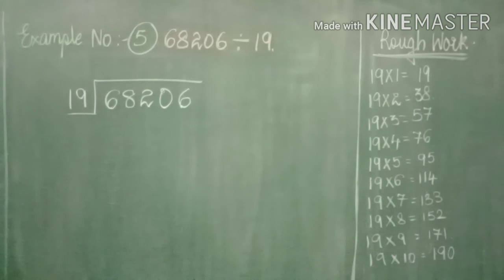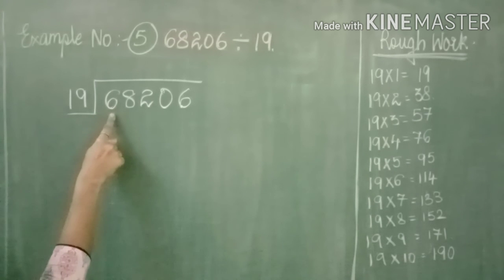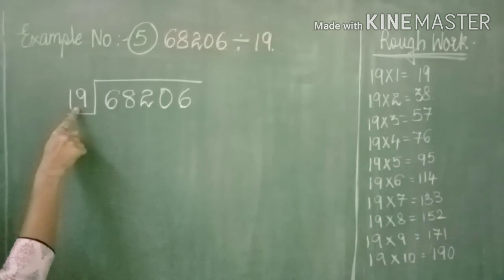19 ones are 19, 19 twos are 38, 19 threes are 57, 19 fours are 76, 19 fives are 95, 19 sixes are 114, 19 sevens are 133, 19 eights are 152, 19 nines are 171, and 19 tens are 190.